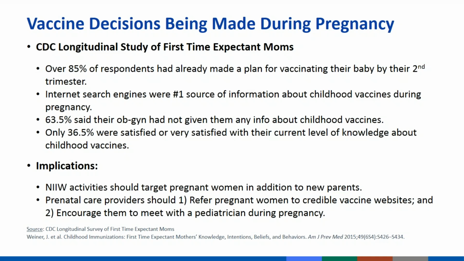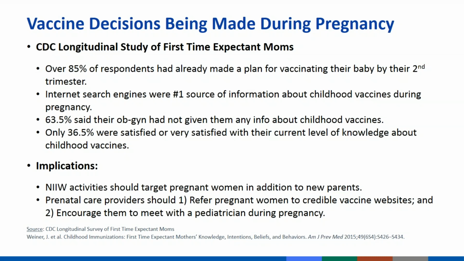In this study, we followed a panel of 200 women from their second trimester of pregnancy until their child was 19 months old. And as we can see here, the initial survey showed that over 85% of women had already made a plan for vaccinating their baby by their second trimester. More than half, or 63.5%, said their OBGYN had not given them any information about childhood vaccines. And their number one information source was actually online searching.